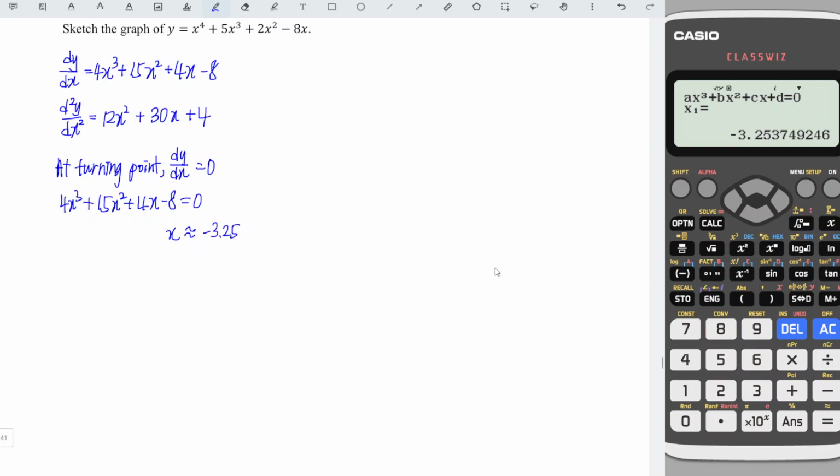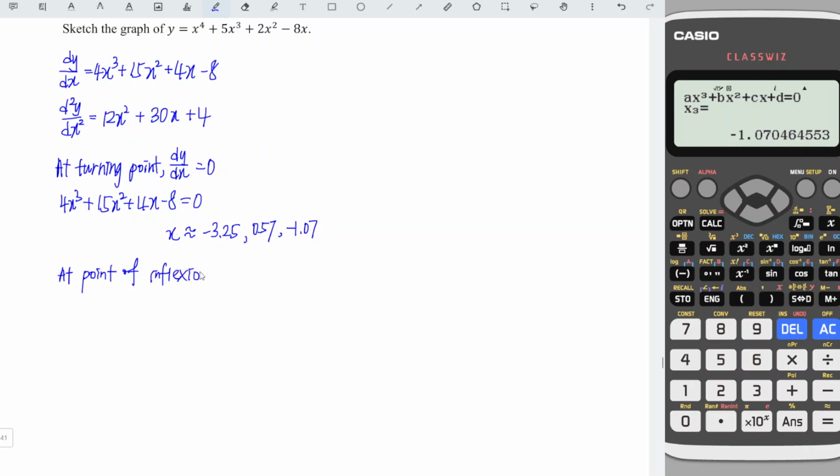We are going to take only 2 decimal places since this is just for sketching purpose, which means that high accuracy is not necessary. So next one, we have 0.57 and the last one is negative 1.07.